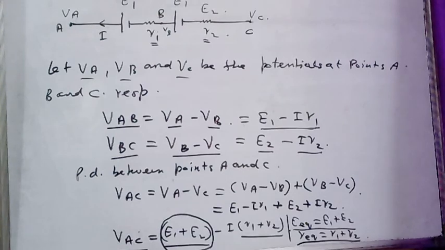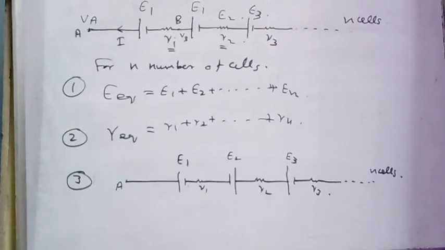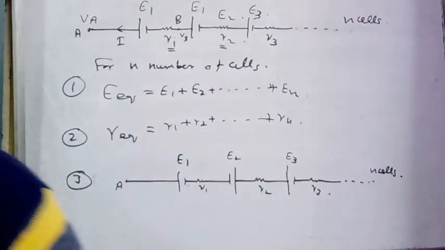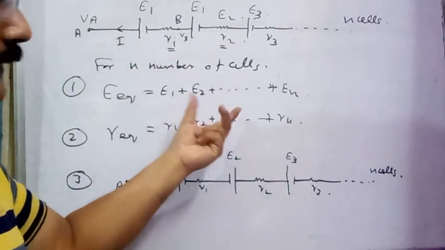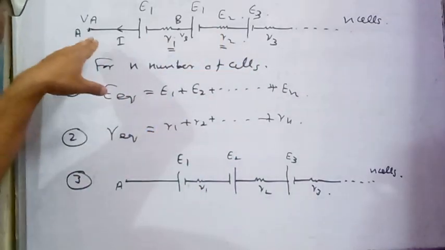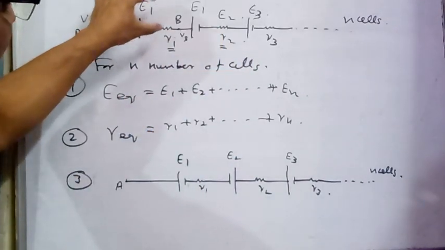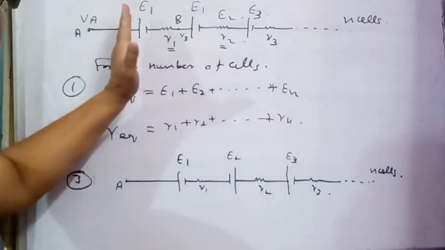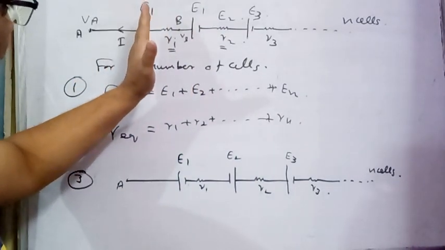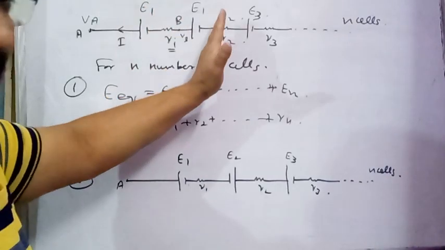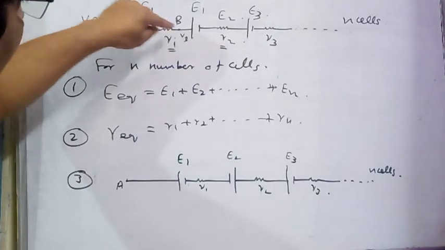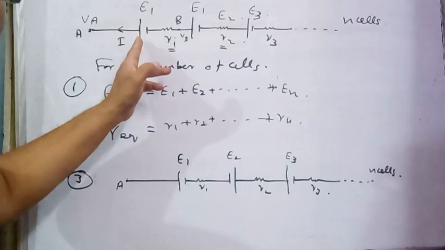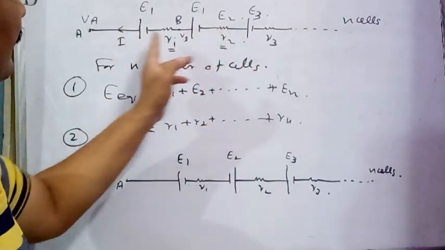If the cells are having different EMF and different internal resistance, this sum of the EMF and internal resistance can be extended up to a series of n cells. Suppose in the series, n number of cells with different EMF and different internal resistance are connected in such a way that the EMF of the cells are assisting each other. Assisting each other means the current is leaving from the positive terminal of each cell, or the positive terminals of the cells are connected in the same direction.